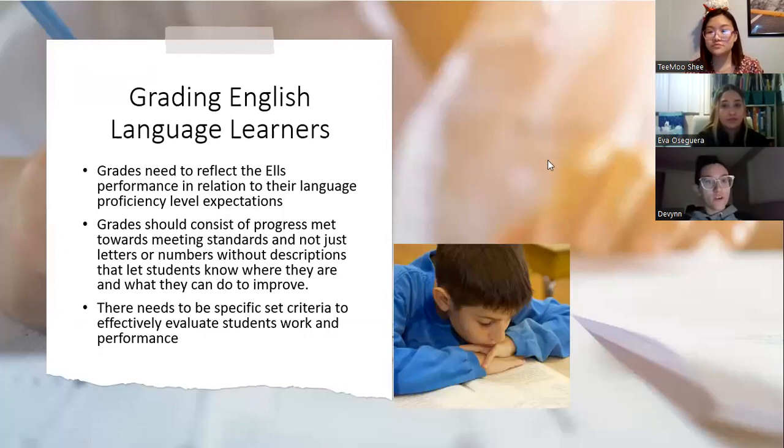And on slide 4, grading English language learners. Grading needs to reflect the ELL's performance in relation to their language proficiency levels. Grades should consist of progress met towards meeting standards, not just letters or numbers without descriptions, and they need to let students know where they are and what they need to do to improve. There needs to be specific set criteria to effectively evaluate students' work and performance.